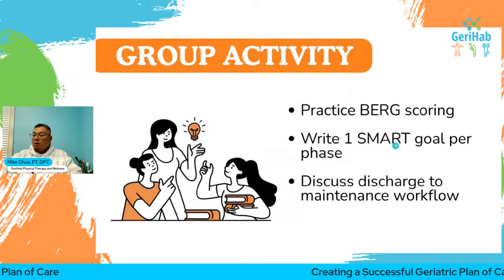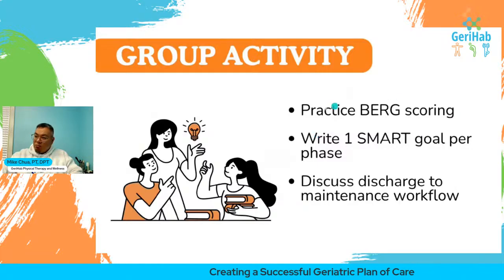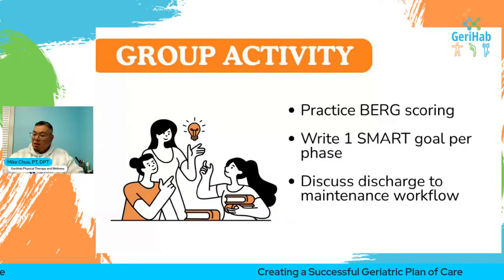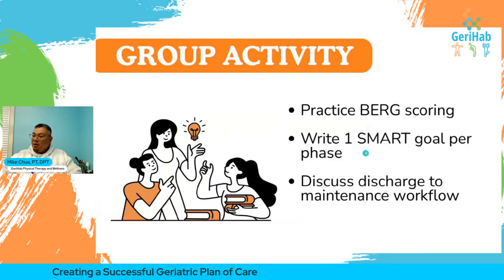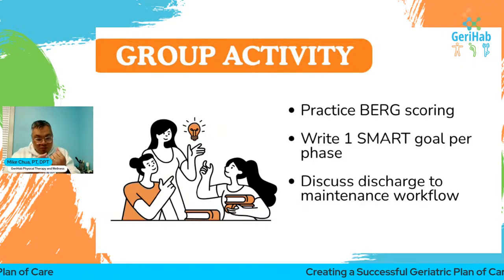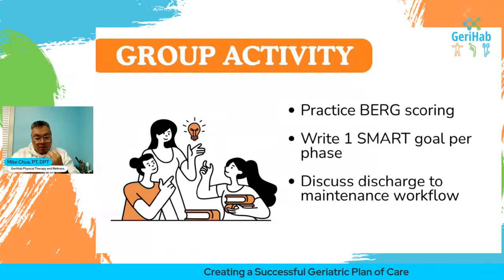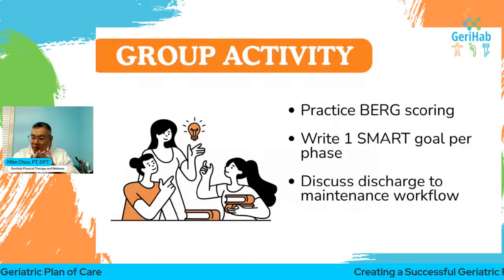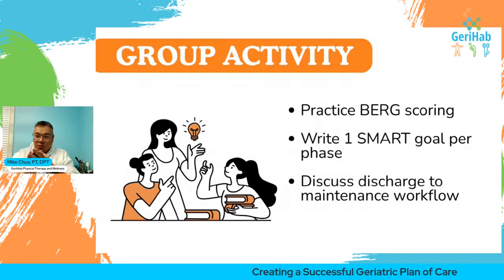Okay, go ahead and practice your goal. Write a smart goal. Right, even though you're a PTA, you need to make sure you're writing a smart goal. Why? Because you need to see if your therapists, your PTs or OTs, are writing a smart goal, right? And then discuss the discharge to maintenance workflow. So once the pain is controlled, both the shoulder and the hip, then you do strengthening, then you do balance, and then you discharge the patient from that case, and you create a maintenance workflow or maintenance program.